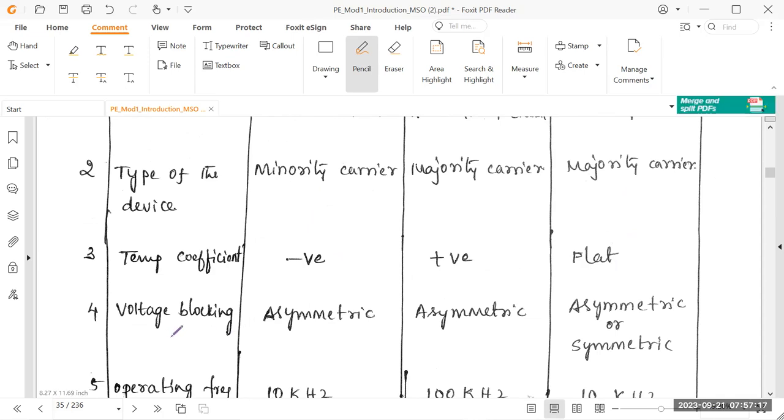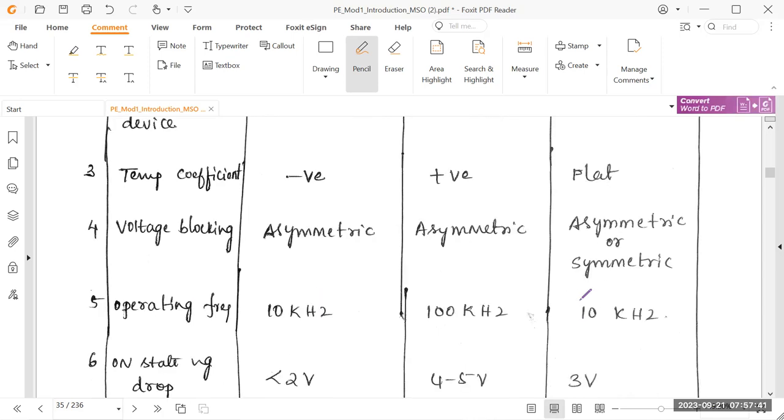Talking about voltage blocking, regarding the different kinds of blocking operations, we'll be studying them in the thyristor concepts. But as of now, voltage blocking in a BJT is asymmetric. For the MOSFET, it's asymmetric. And for the IGBT, it can be symmetric or asymmetric. And operating frequency is the most important one, because we are supposed to design these MOSFETs, IGBTs, or power BJTs for some particular frequency. The operating frequency for the power BJT will be 10 kilohertz. For MOSFET, it's 100 kilohertz, and for IGBT, it's 10 kilohertz.